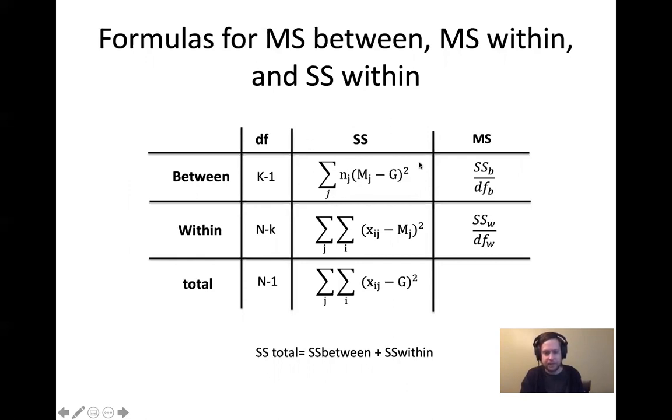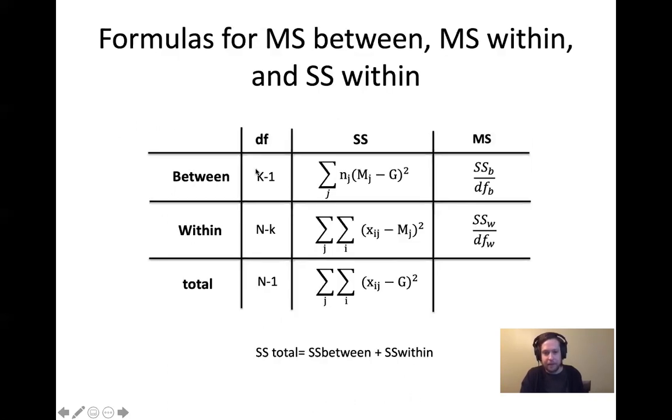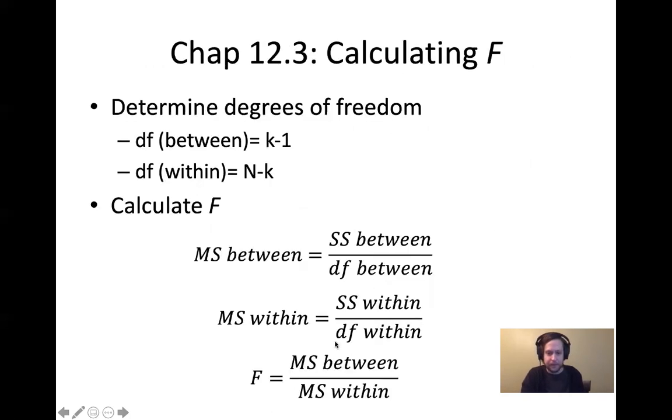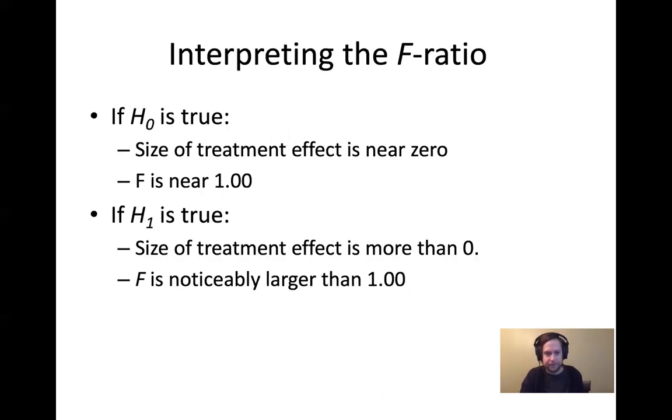A lot of textbooks will skip this one completely, but the book does a decent job of talking about it. These are the ways of calculating, once again, MS between, which is the numerator, and MS within, which is the denominator. You have to use all of these things to calculate, and ultimately you get MS between right here and MS within right here. And then you can see MS between goes in the numerator, MS within goes in the denominator of your F ratio.